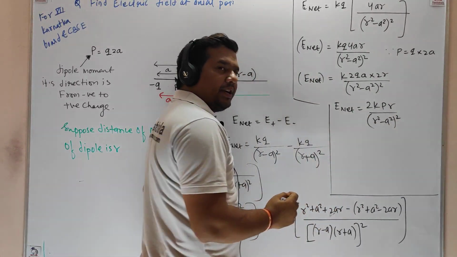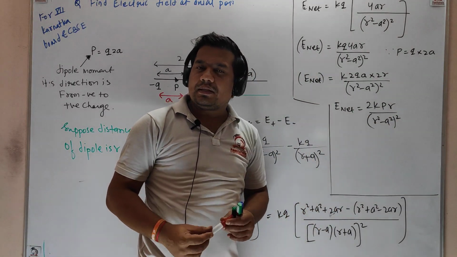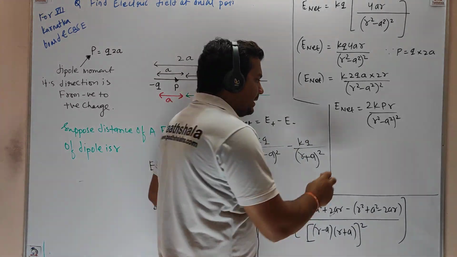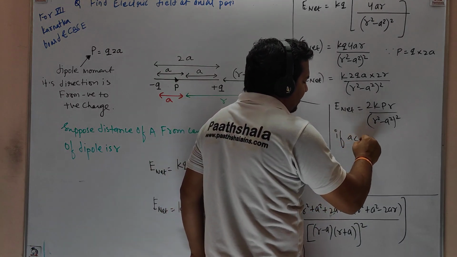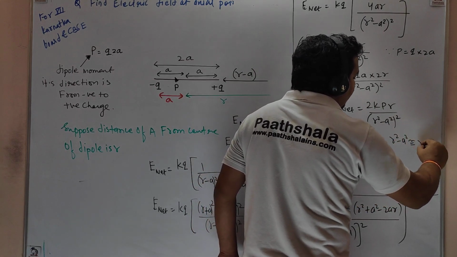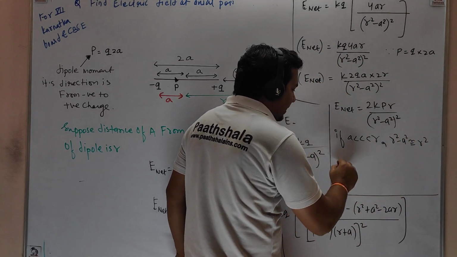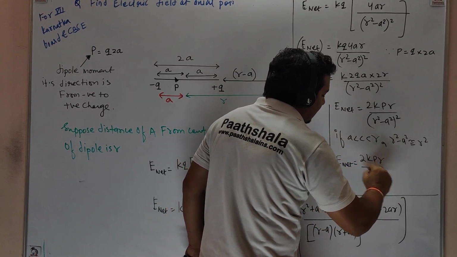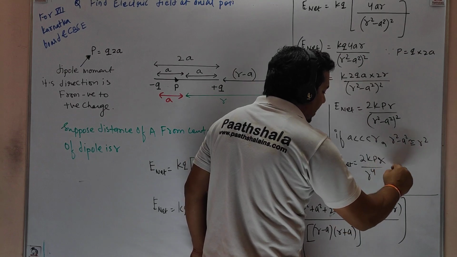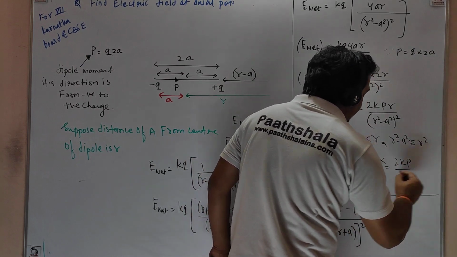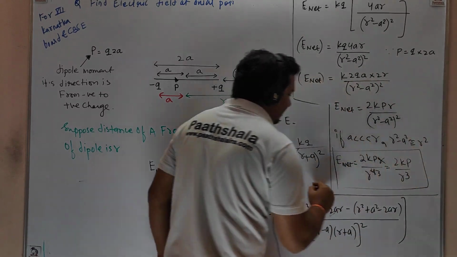Now I told you it is dipole when the charges are kept very close. Means if A is very smaller than R, then we can write R square minus A square approximately equal to R square, right? So what we will get? E net is equal to 2KPR upon R power 4. 1R will get cancelled. Final result 2KP by R cube. So this is final result.